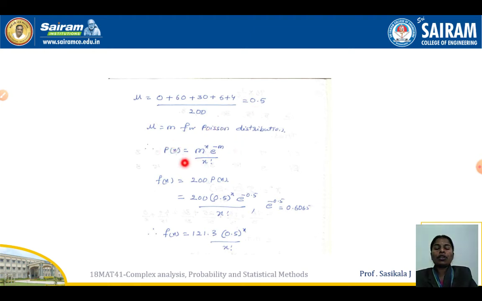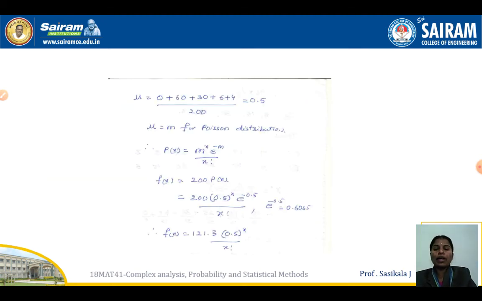So, substitute in p of x, m power x into e power minus m by x factorial, which is your Poisson distribution. When you incorporate that value, you are able to get your p of x. But it is given up to, what is it? 200 is your summation value of f of x, the frequency values. When you find your f of x, what is that?